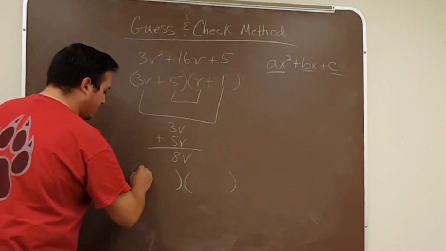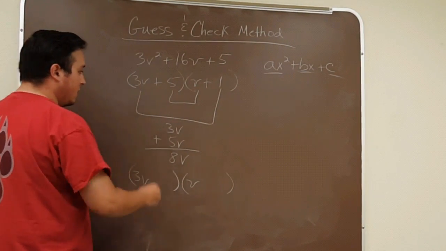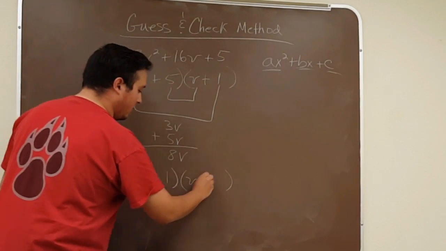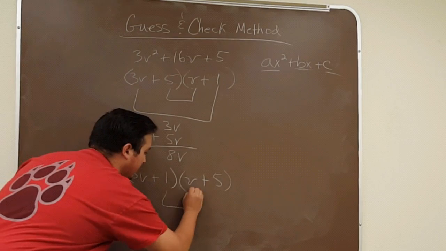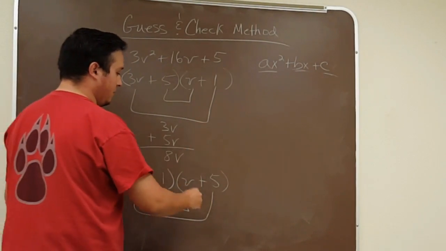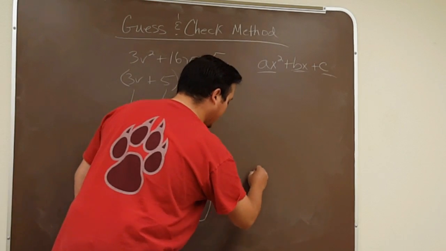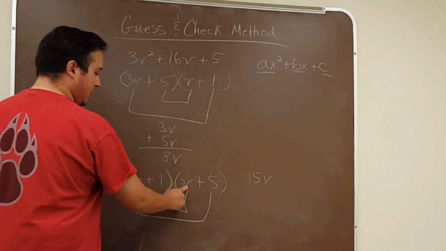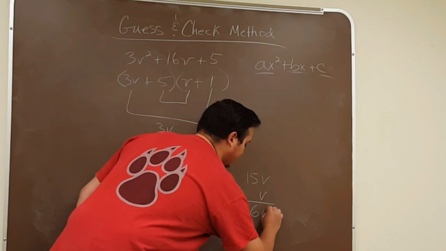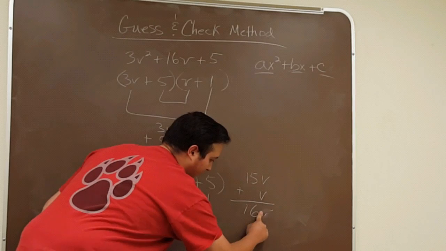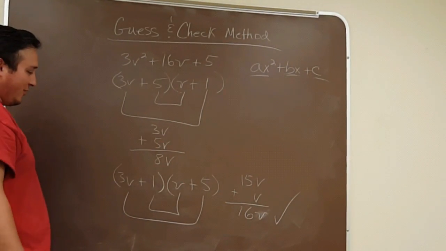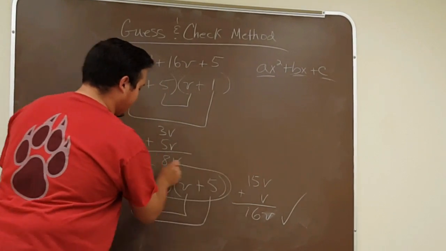So factors of our a term, 3v and v. The sign's going to be positive. We tried 5 and 1, let's try 1 and 5. Using the same robot face, 3v times 5, and I'm going to write this up here. 3v times 5 is 15v. 1 times v is v. Add those two together, you get 16v. This checks out, that's 16v. And this checks out. So these are our factors.